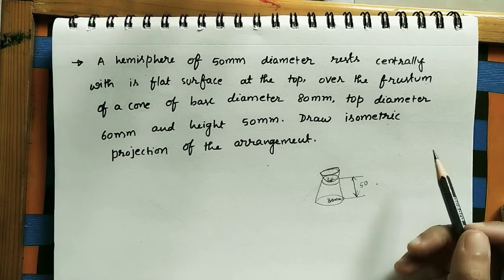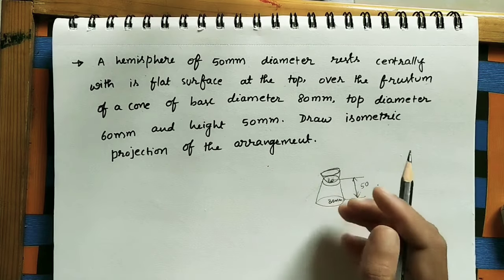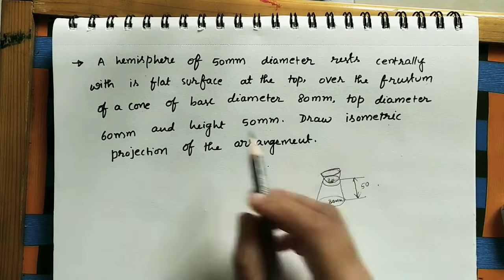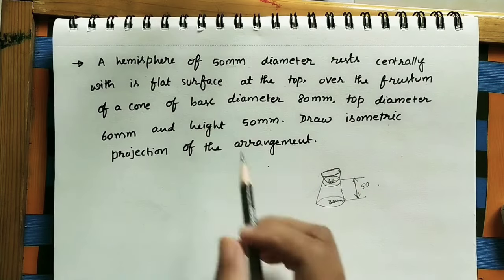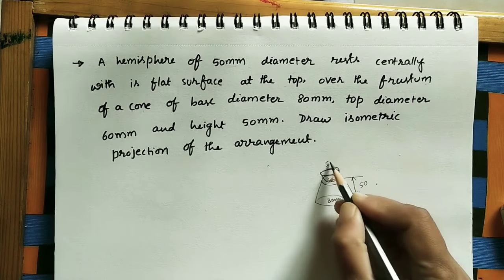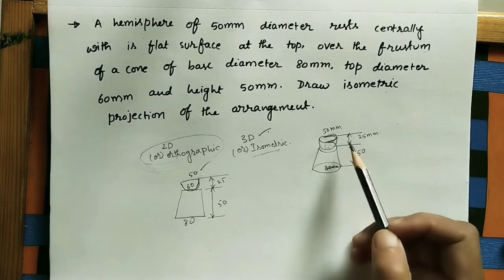Now here we would need to take the orthographic projections initially, but it is not necessary because we know all the dimensions. How much is this hemisphere diameter? 50 mm. So what is the diameter of this? 5 centimeters. Let us do this three-dimensional diagram.